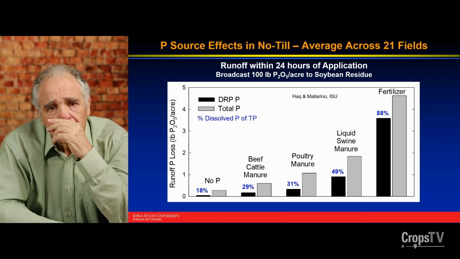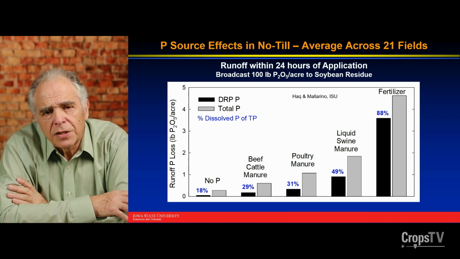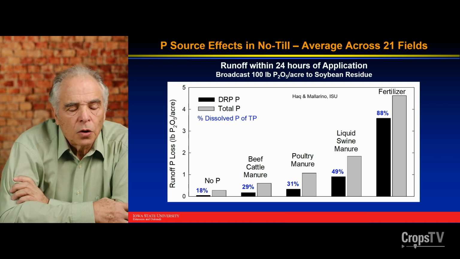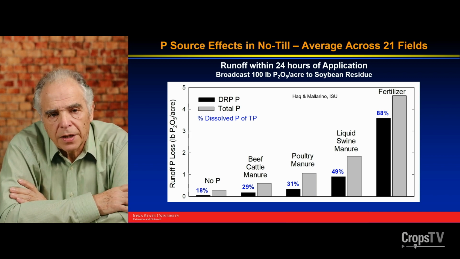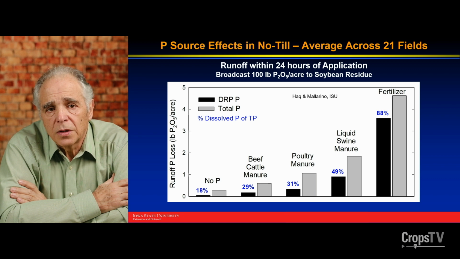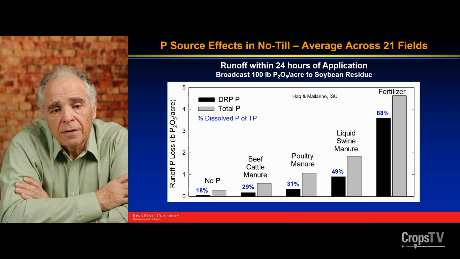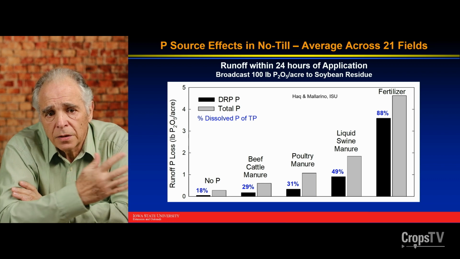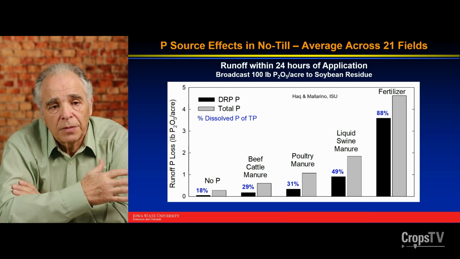This study was a nice one. We worked in 21 fields over 2 years. And the objective was to look at the effect of the manure source on the total and dissolved P loss when there is a rainfall immediately after application. This is very important that you remember. In all these cases, we applied to the surface, no tillage, no incorporation, and we effected a runoff event within 24 hours of the application. That often happens out there. It's not so desirable, but it happens. So this is the extreme that will happen.